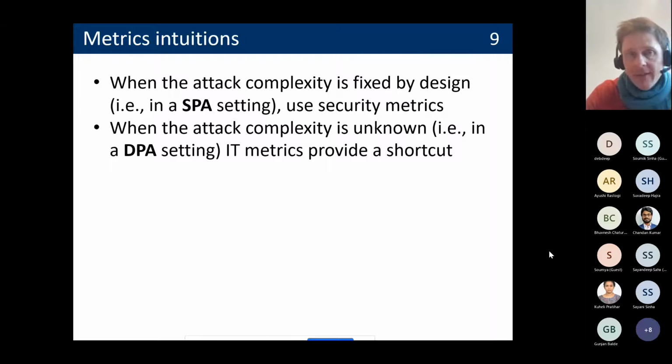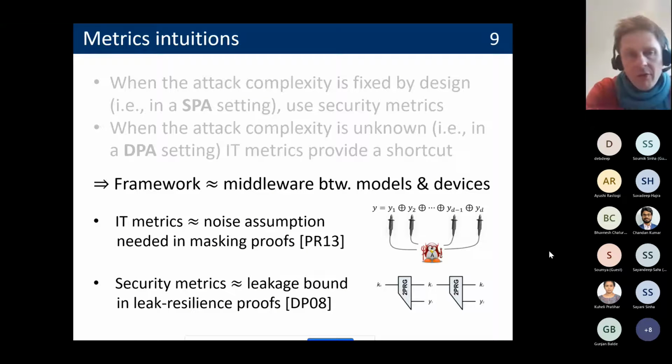Good. And this is why at that time, when we were working on this metric, we really saw this framework as a kind of middleware between models and device, or between theory and practice. And I will give 2 examples. One is the case of masking, which is of course a very important countermeasure where you do computation on secret shared data. What proofs show is that masking requires some noise in the implementation in order to amplify the noise. And what we can show is that the noise assumption that we need in masking security proofs depends on the information theoretic metrics. Information theoretic metrics are a good way to characterize the level of noise in the implementation. Good because it's quite general. It can work for any noise distribution that you want to consider.